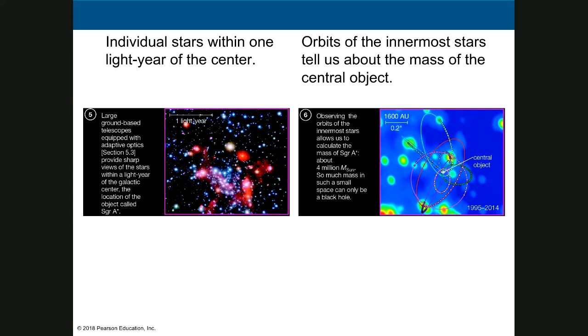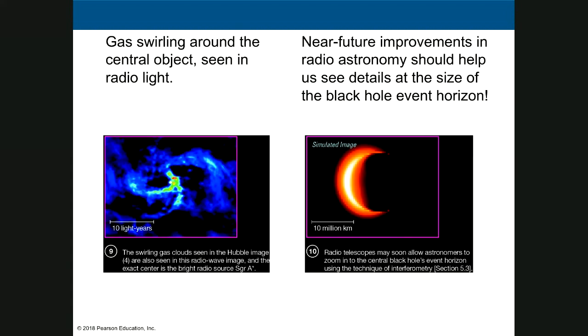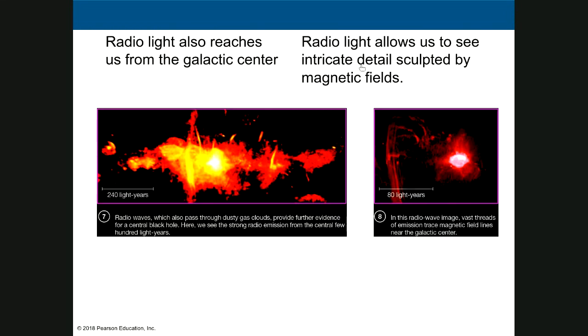Remember that fundamentally black holes mean that something exists that's beyond our ability to describe with general relativity and quantum physics separately. A combined theory of those two is required. So we can see this here. Radio light reaches us from the galactic center, so we can see stuff like that. These are radio pictures where we can see the magnetic fields that are sculpted as those radio waves leave the center of the galaxy.